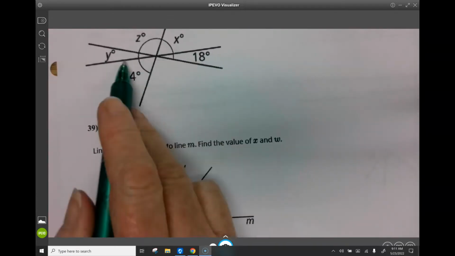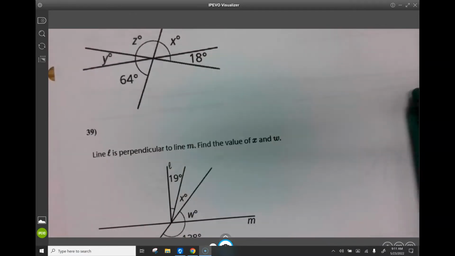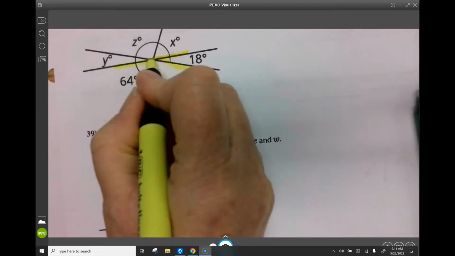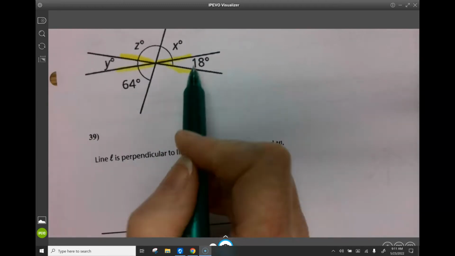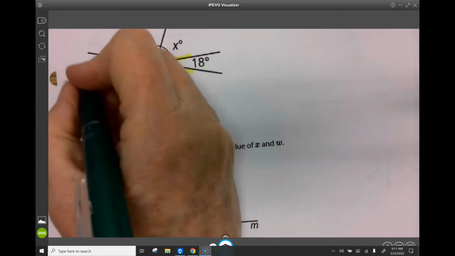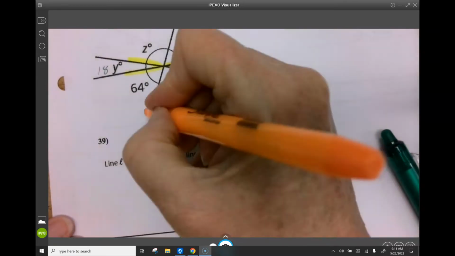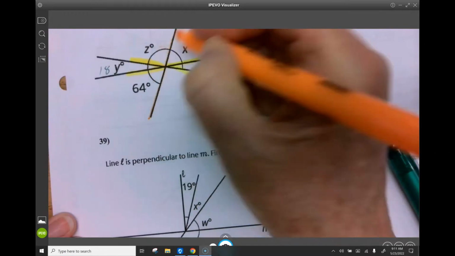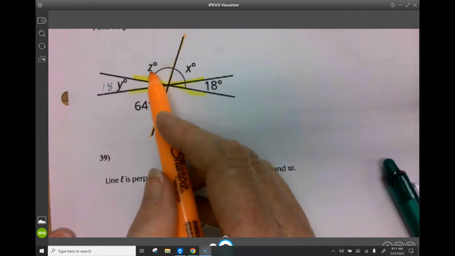Here you're going to be using what you know about straight angles and vertical angles. See how right here, this angle is a vertical angle with this angle? You see that? So then you can find out if that's 18, what's that? Then notice that this is on a straight angle. What does a straight angle have to add up to be? 180. Okay, so then you can find Z from that.